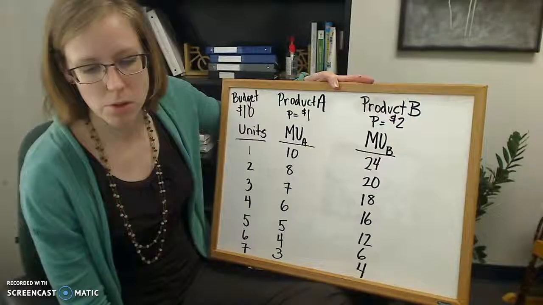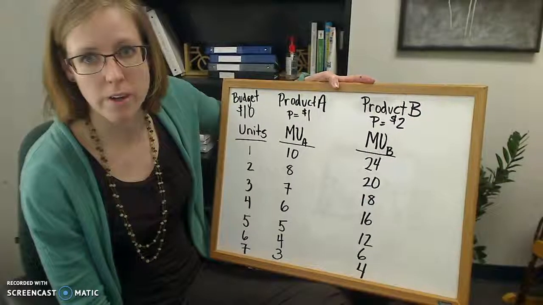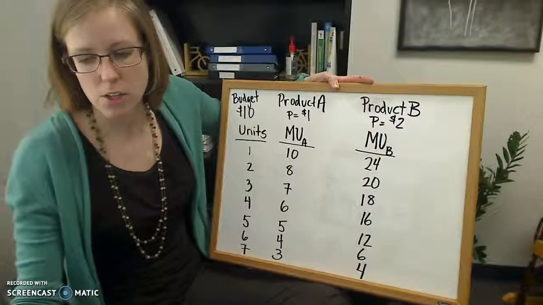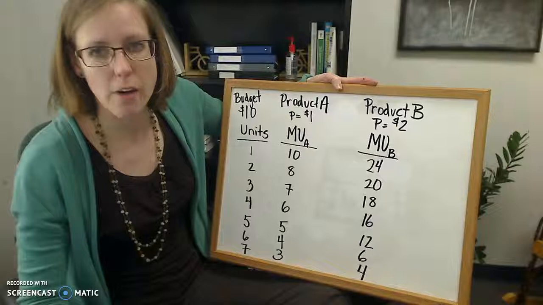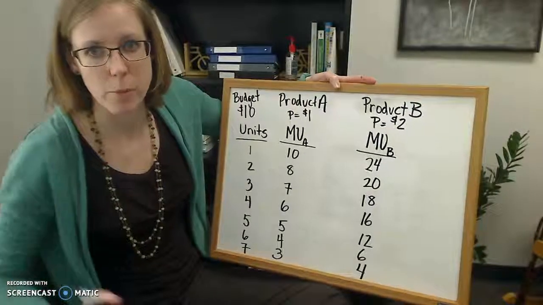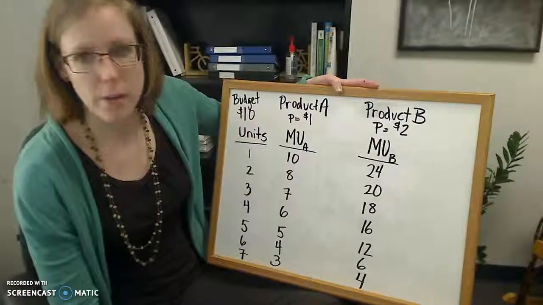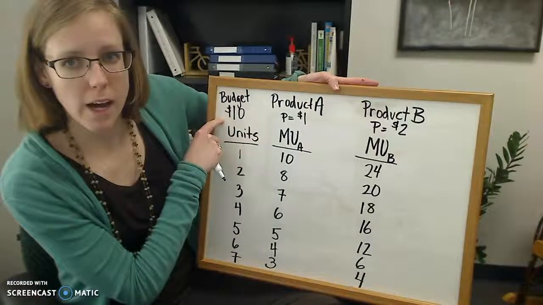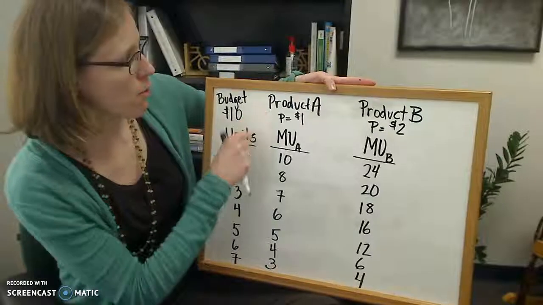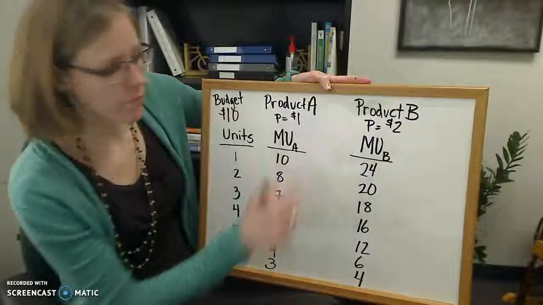Let's walk through the example that's on page 156 of your textbook using the consumer equilibrium equation that's on the top of page 158 in the book. So here's what we've got. We're on page 156. We know we have a budget of $10, and we know that we have two goods that we can buy, product A and product B.